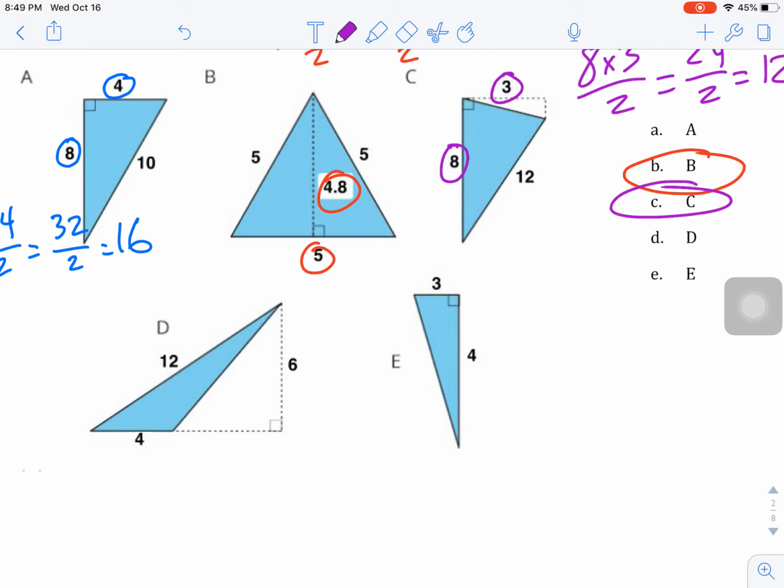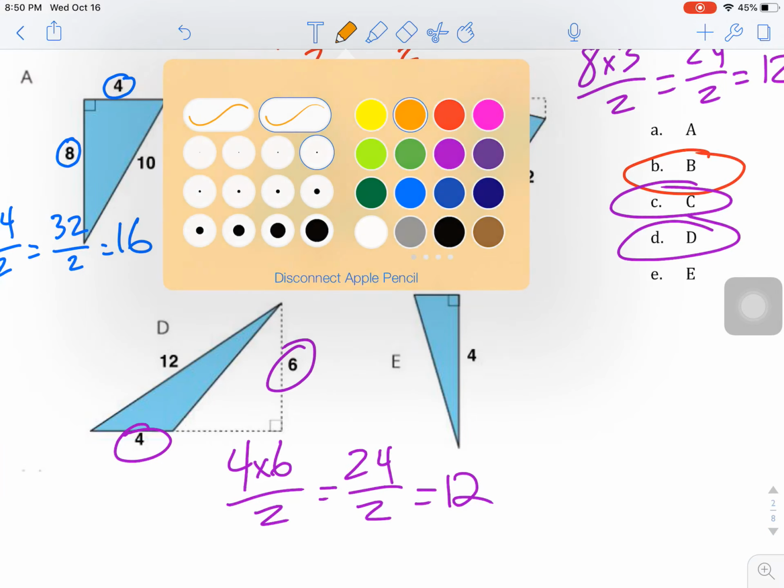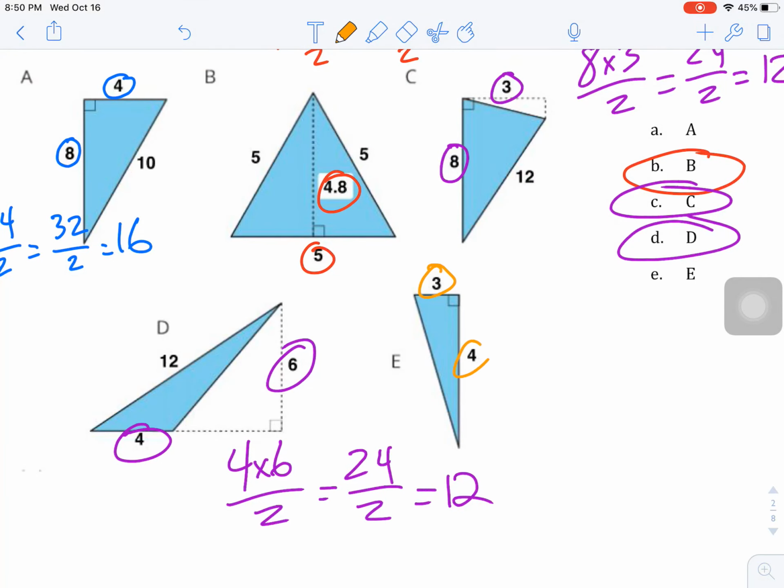Okay, D, here's our base. It's 4. Height is 6. Do 4 times 6 divided by 2. That's 24 divided by 2, which is equal to 12. So we'd also circle D. And then last one is E. Okay, base is 3. Height is 4. So we do 3 times 4 divided by 2, which is 12 divided by 2, which is 6. So that is not equal to 12.